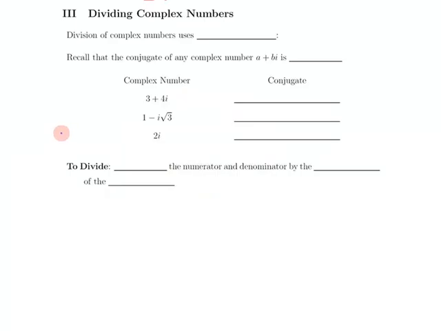We've multiplied, we've added, we've subtracted. What's left to do is dividing. I want you to notice that a division problem that involves complex numbers, if I were to take, for example, let's do 6 plus 2i divided by 4 minus 3i. Notice how you've got 4 minus 3i in the denominator.